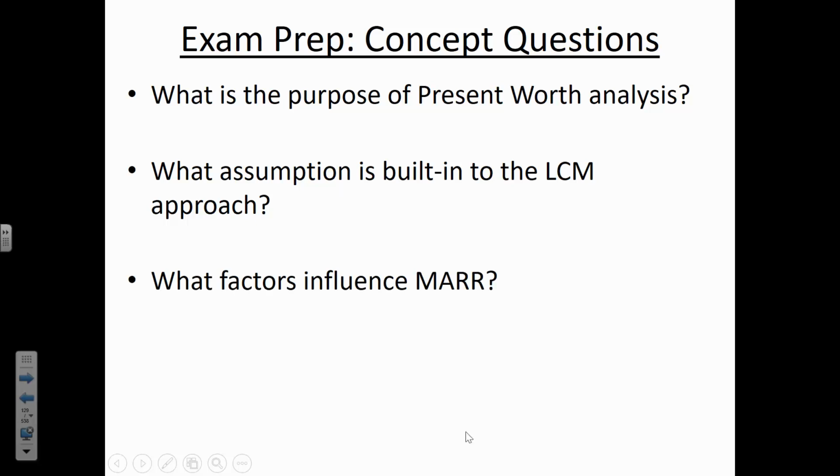Okay. Now what about this acronym, MARR? Well, it stands for minimum attractive rate of return, but that's not what this is asking. So don't fall into that trap of answering the wrong question. What factors influence MARR? And so why would a company choose 12% for their MARR versus 3% for their MARR? There's a variety of factors. Does anybody remember what some of those are? Risk. Risk? What do you mean?